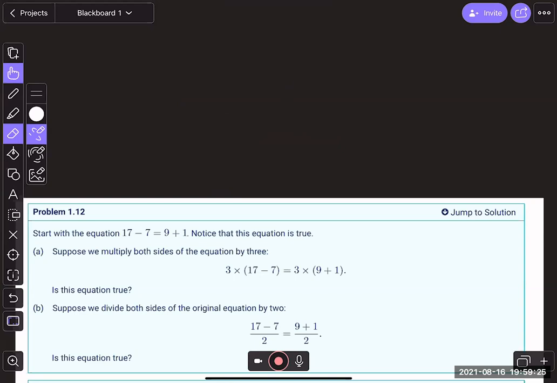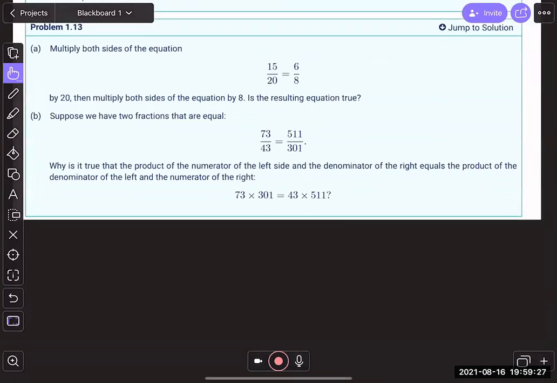But all right, let's move on into problem 1.13. In question 1.13, we start off by saying, let's say we multiply both sides of this equation by 20, and then multiply both sides by 8. Well, since we're multiplying both sides by 20 and then multiplying both sides by 8, we're doing the same thing to both sides, right? We're basically just multiplying both sides by 160, which is the same thing as 20 times 8. So that will be true.